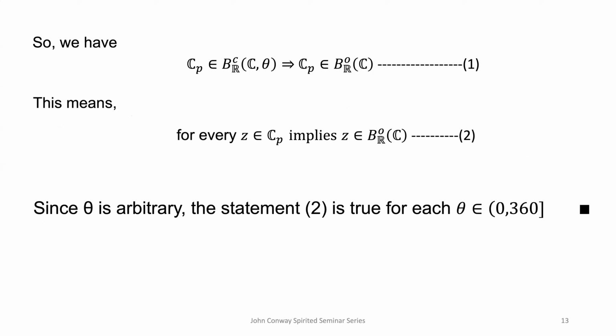So since theta is arbitrary, statement 2 is true for each theta. Hence, that is proved. That means the space, the 1 corresponds with the space. Because theta is arbitrary, CP is also arbitrary. This is true for the entire space, 1 corresponds with the original bundle. Now let us see the multi-level contour.